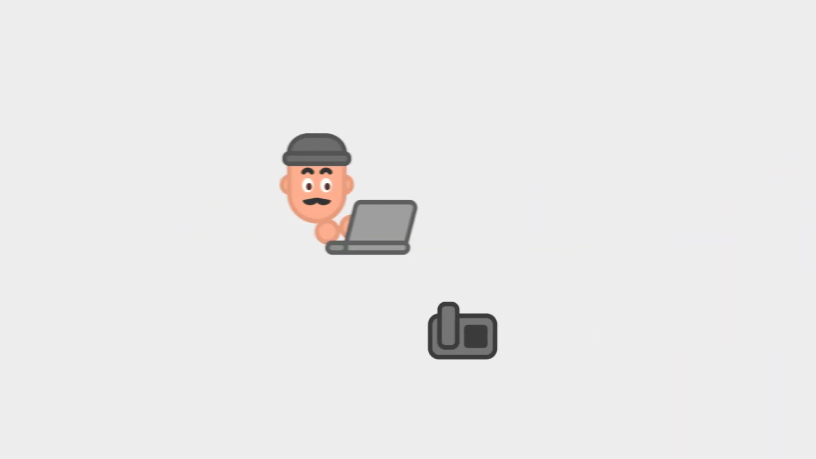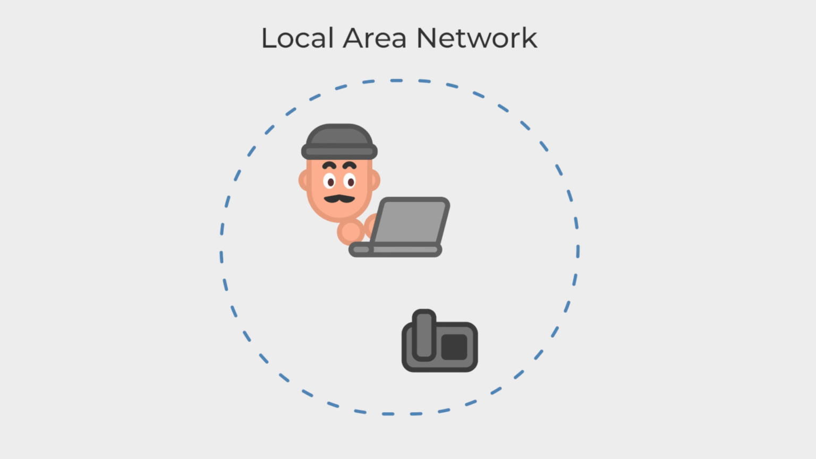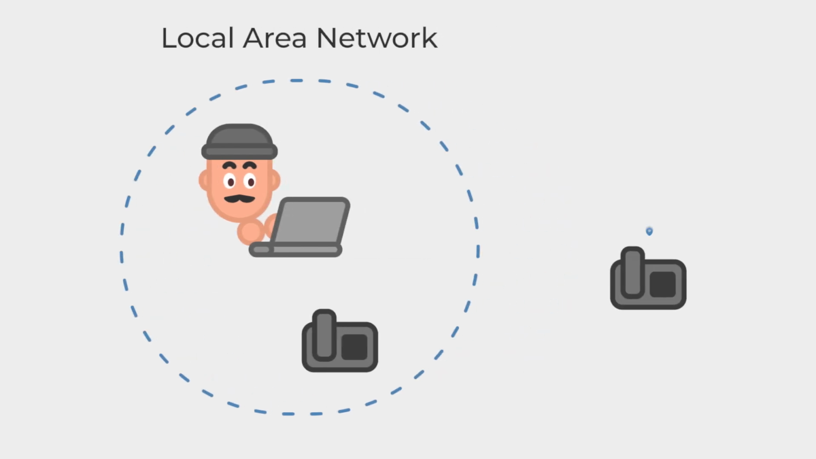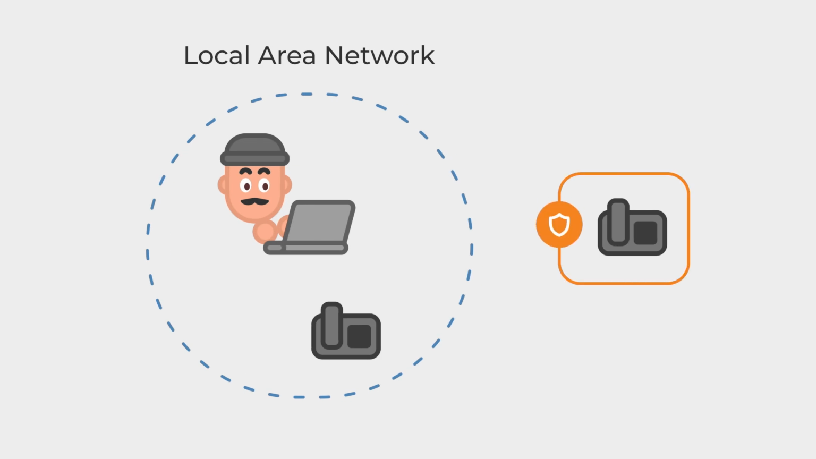Plus, using the manual method, each IP phone has to be on the same LAN, or local area network, as the administrator, or it has to have a public IP address. If the device is behind a network address translation or firewall, the administrator will not be able to access it.